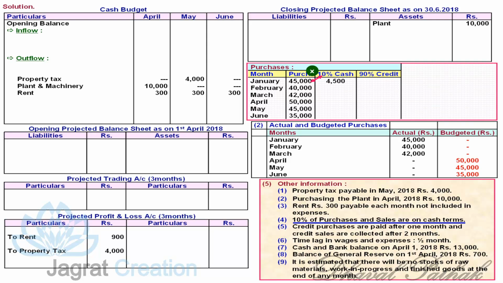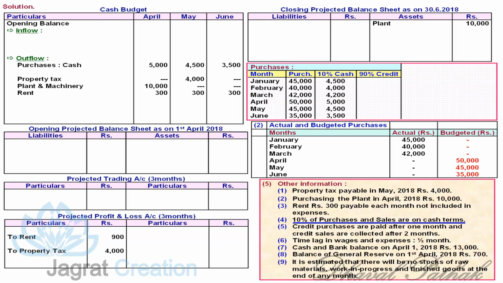So cash paid in January. I don't want this information because I am not preparing the cash budget for January. Cash purchases of February, 4,000, I don't require because I am preparing a budget for April, May and June. So cash purchases of March are not relevant to me. But the cash purchases of April, 5,000, will be paid in the month of April. In May, 4,500 will be paid, that is 10% of 45,000. And in June, 35,000 into 10%, 3,500. These are the cash purchases. So these cash purchases are paid in April, May and June, that I write as cash outflow in my cash budget.